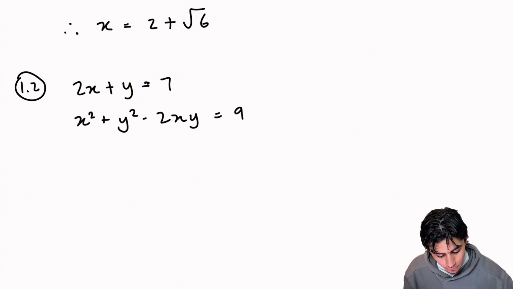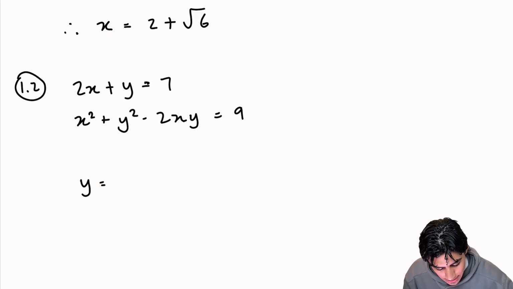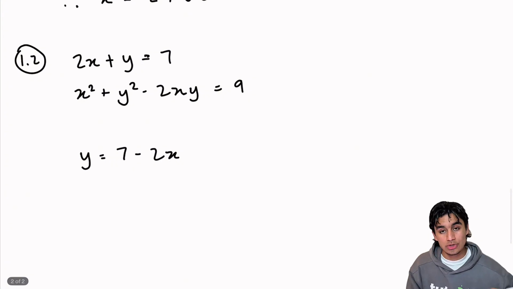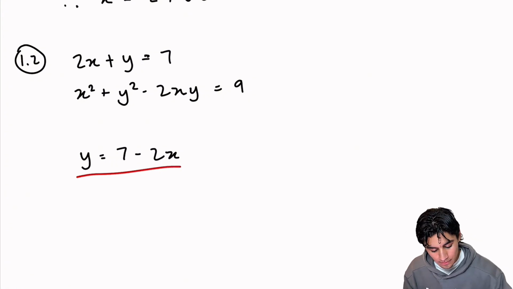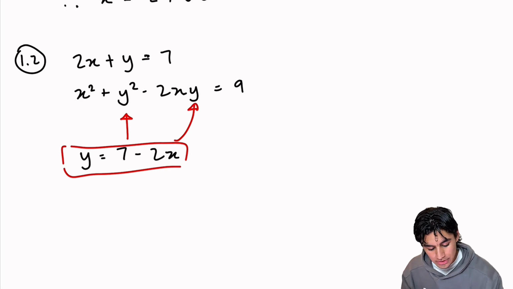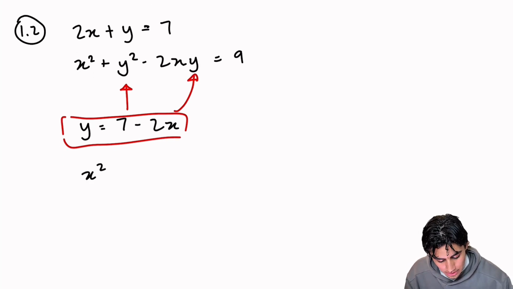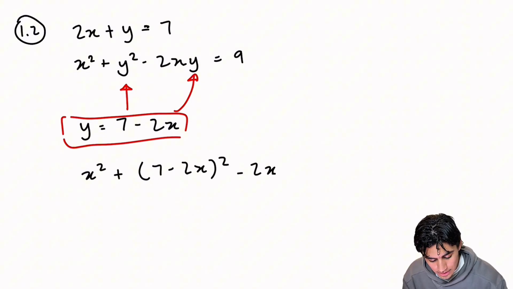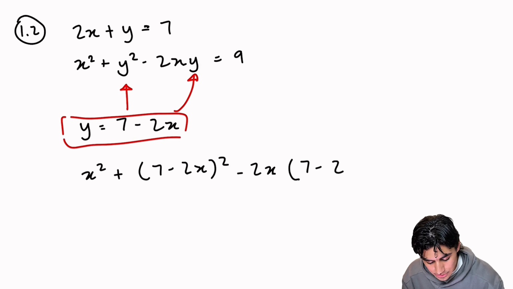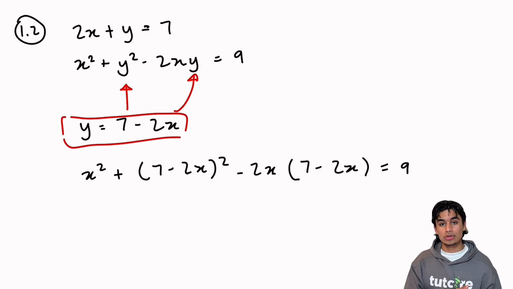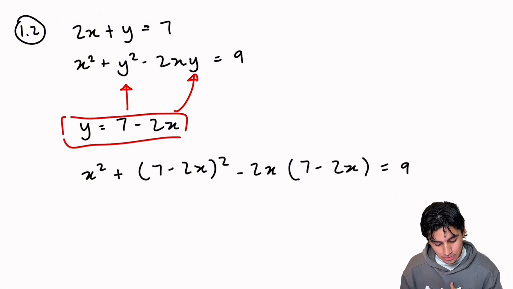Okay, so let's form our new equation with just y. So y is going to equal 7 minus 2x. Then all we want to do is take this y that we found and plug it in for each y over here. So that means I'm going to end up with x squared plus (7 minus 2x) squared minus 2x(7 minus 2x) equals 9. Then all you want to do is simplify it as far as possible.